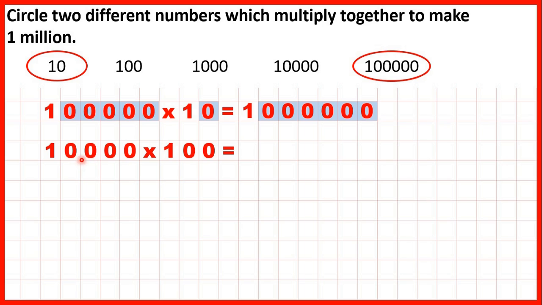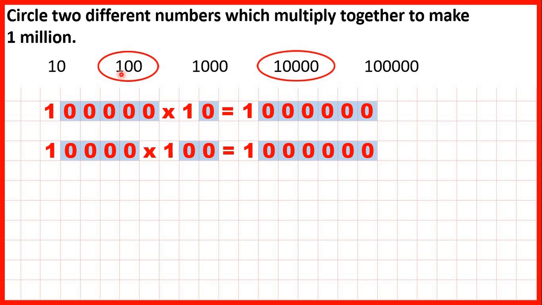The other possible solution is 10,000 times 100. That's 1 million, because in the question, altogether we have 6 zeros, 4 here and 2 here, so that means we have 6 zeros in our answer. So we could have 10,000 and 100 circled as well.